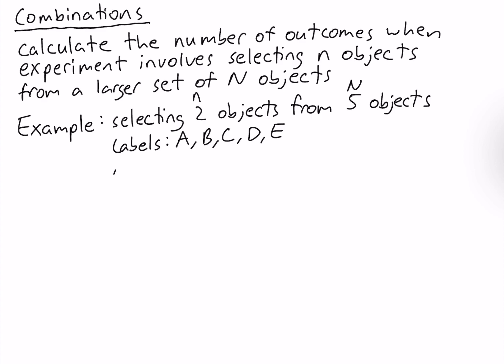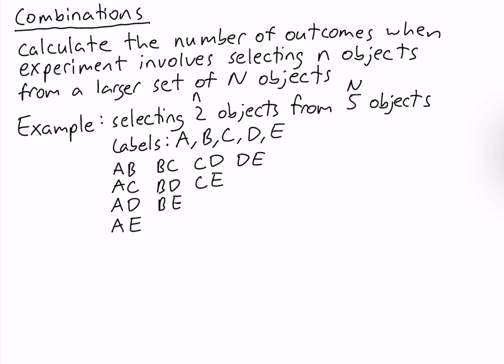So one way would be A, B. Another way would be A, C, A, D, A, E, then B, C, B, D, B, E, C, D, C, E, and D, E. So there are 10 different ways of selecting 2 objects from a set of 5 objects, and these are the 10 different ways.